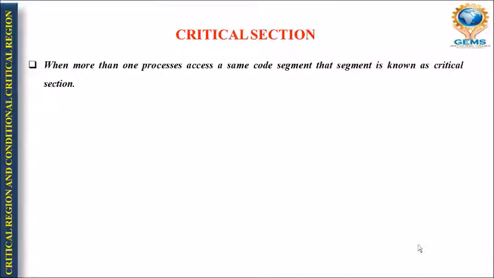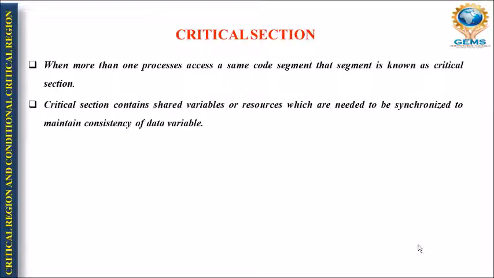When more than one process accesses the same code segment, that segment is known as critical section. Very important thing. That means when two processes are cooperative processes, at that time they may share the same resource. So a shareable resource may be accessed at the same time. At that time, the piece of region which is shared between two processes at the same time is known as critical section.